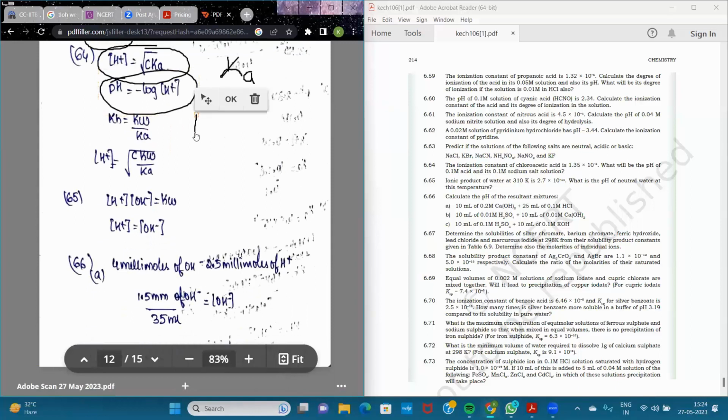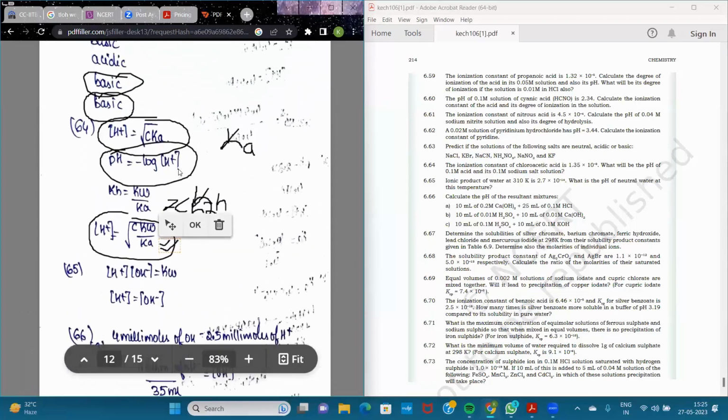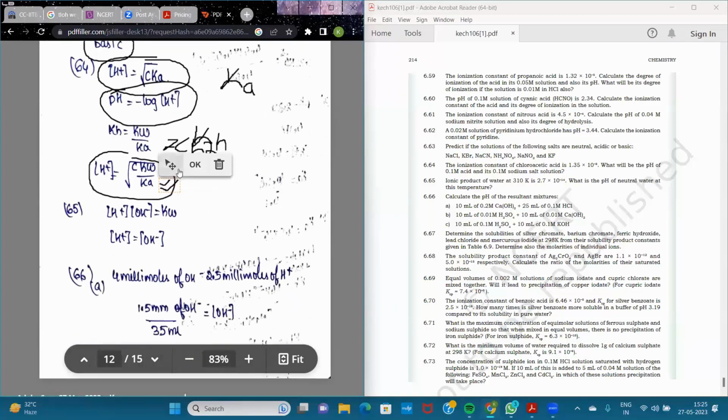For the hydrolysis constant, it is Kw by Ka, and concentration of H plus is C h. This is C h square. So if we substitute the value of h obtained from the above equation, we'll get H plus concentration as root over C into Kw by Ka. If we substitute the values, we can get the pH of the sodium salt of chloroacetic acid.